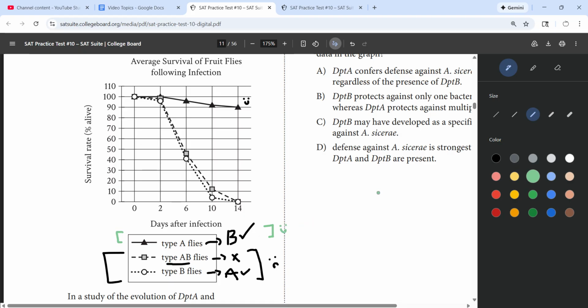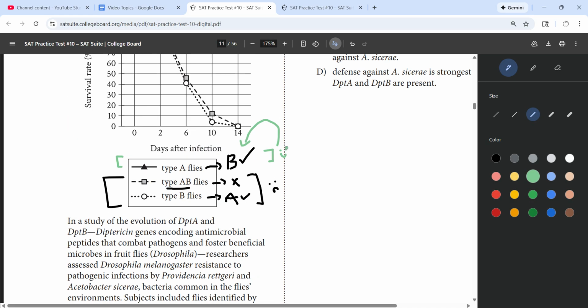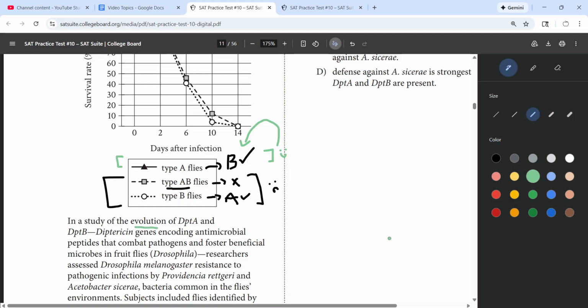And now we've done the entire problem, basically, because now we have the answer to the question. Now we know exactly what we're about to say, which is, what does this graph suggest? This graph suggests that for an AS infection, right, that's what this graph is showing, we need gene B. And if we have gene B, we're fine. We're good. If we don't have gene B, doesn't matter if we have gene A, we still end up dying. So we need gene B to fight this infection. This is a study of the evolution of these genes. So maybe the correct answer choice might say something like, we evolved gene B to fight AS, right?